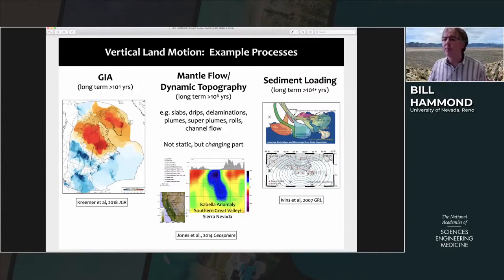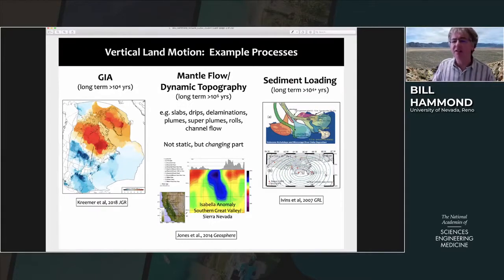Another contributor to vertical land motion that we know about is mantle flow. These are aspects of mantle flow besides GIA, that is, and dynamic topography. This can include things like slabs moving through the mantle, tectonic slabs, drips, delaminations, pieces of lithosphere that detach and sink down into the mantle. They can be removed from the lithosphere and allow it to move vertically through buoyant forces. And when it comes to what we measure with GPS, we might be interested in how these mantle effects are changing over time, because we're not looking at the static part that supports topography, but the part that is moving and changing and gives a velocity over time.